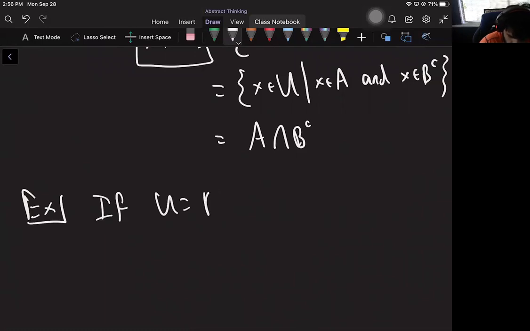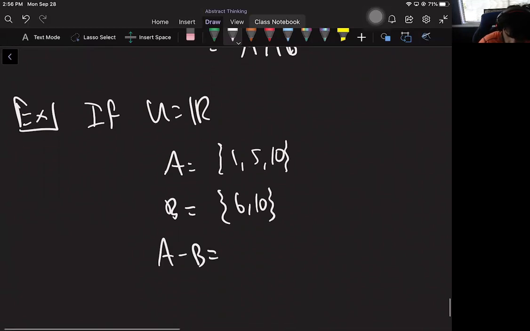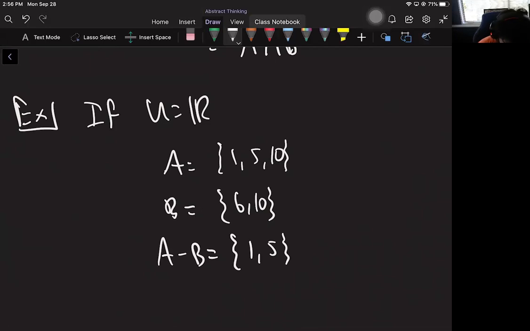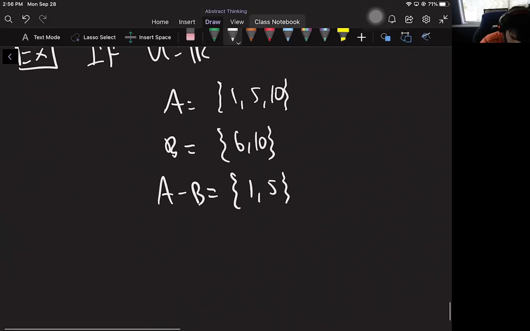If U is the real numbers, A is 1, 5, and 10, and B is 6 and 10, then A minus B would be the stuff that's in A, so 1, 5, and 10, but is not in B, so that's just 1 and 5. So the 6 doesn't have any effect on it because it's not in A in the first place. So first of all, it's got to be in A, and then it's got to not be in B after that. So 10 gets taken away because it is in B. Okay.